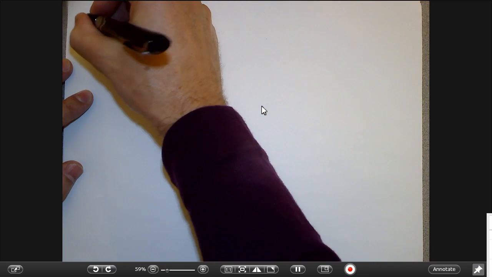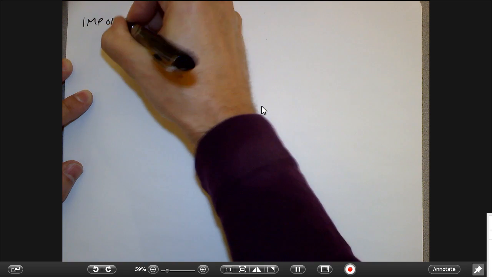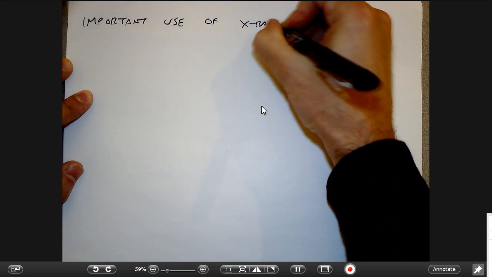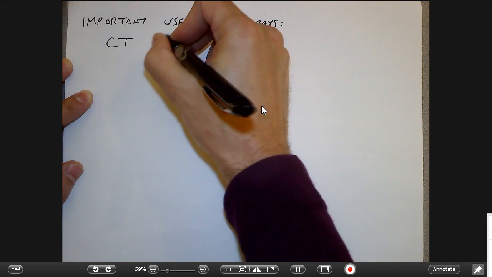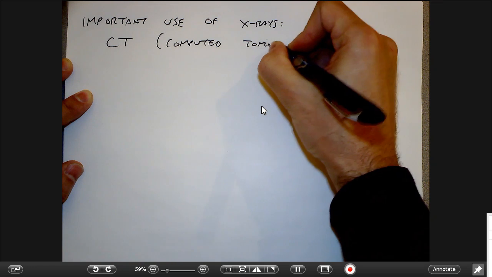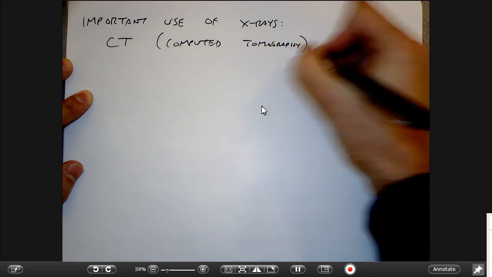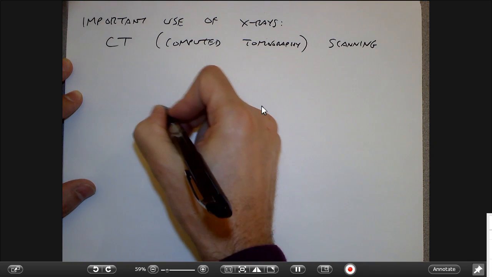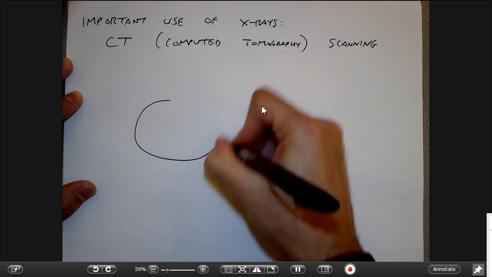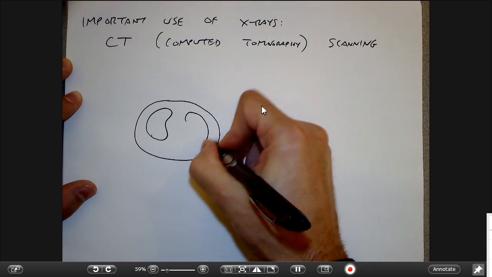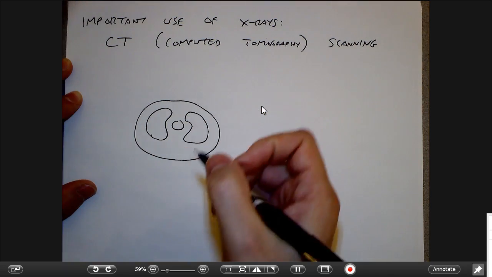So an important use of X-rays is CT, or computed tomography, scanning, also called CAT scans. And so the way that works is that, imagine that this is the cross-section of the patient, right? So maybe you've got their lungs and their heart. This is a crude diagram, right?